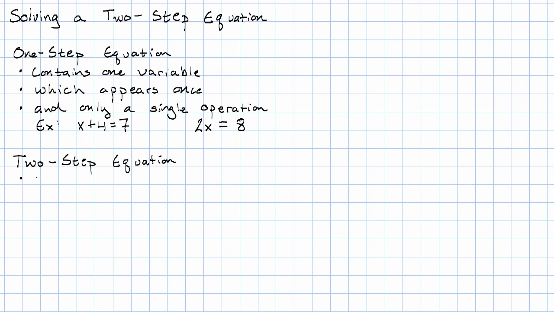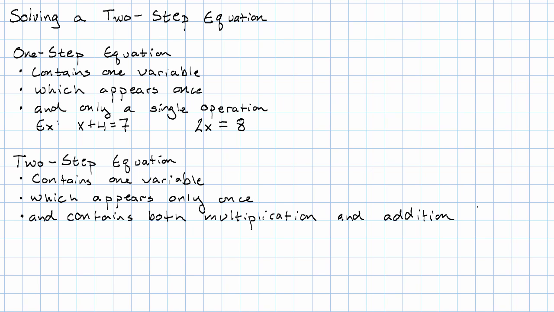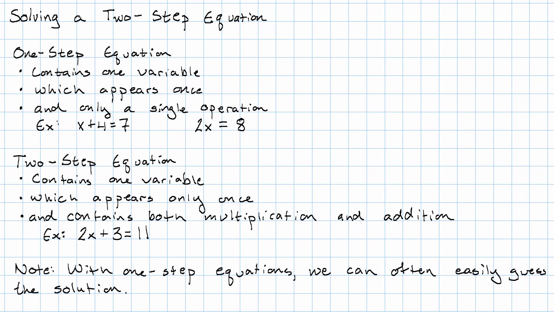The next simplest sort of equation is what's called a two-step equation. This still contains only one variable, which still appears only once, but now it contains both multiplication and addition. An example of such an equation might be 2x plus 3 equals 11. Notice, with one-step equations, we can often easily guess the solution just based on the arithmetic facts that we know. With two-step equations, this is a little bit harder. We're more likely to actually need to apply the properties of equality.